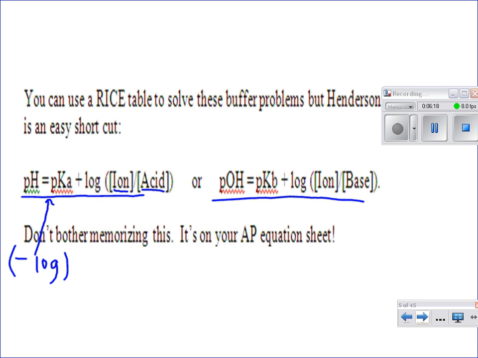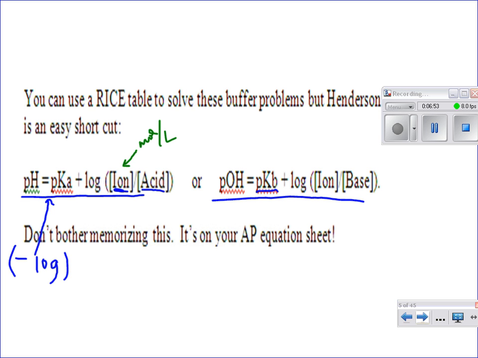Now, there are a lot of teachers who say this is why it's bad. Students forget what to put on top and bottom. It's always the conjugate, the thing that's got a charge, that goes on top. So the concentration of the ion divided by the concentration of the acid. The pOH version is the exact same except you use the negative log of the Kb. And it's super simple. These problems are really, really fast to solve. Just note this does say bracket, so this is a mole per liter concentration requirement.